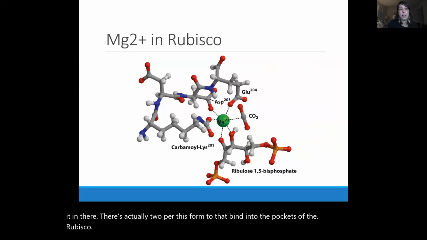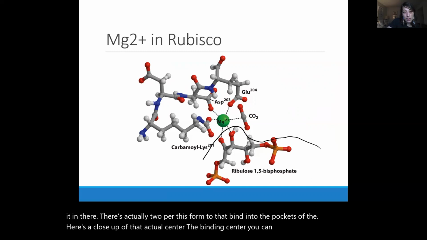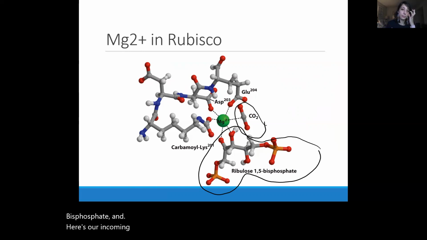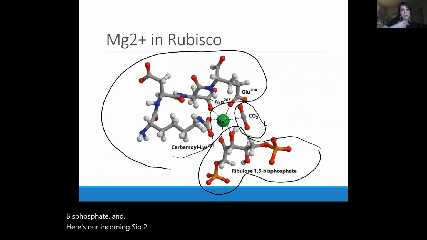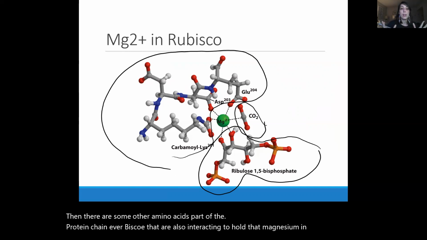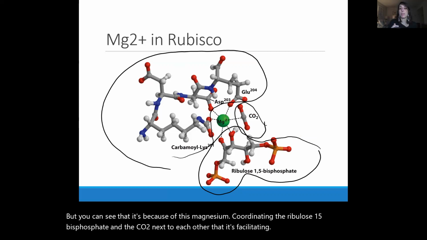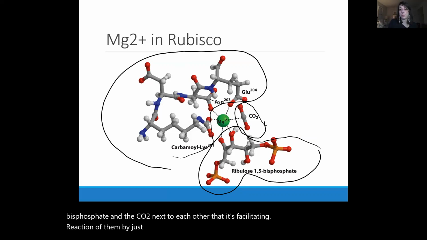Here's a close-up of that actual center, the binding center. You can see the ribulose 1,5-bisphosphate, and here's our incoming CO2. Then there are some other amino acids, part of the protein chain of Rubisco, that are also interacting to hold that magnesium in place. But you can see that it's because of this magnesium coordinating the ribulose 1,5-bisphosphate and the CO2 next to each other that it's facilitating the reaction of them by just holding them close to each other.